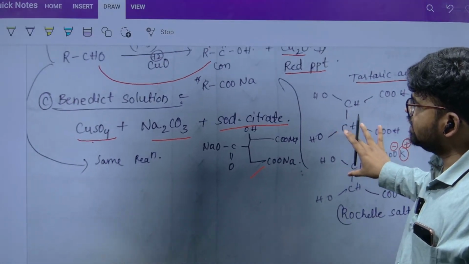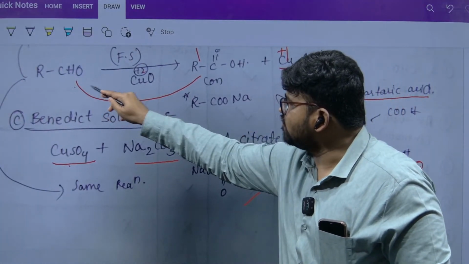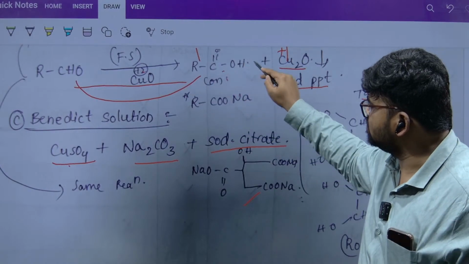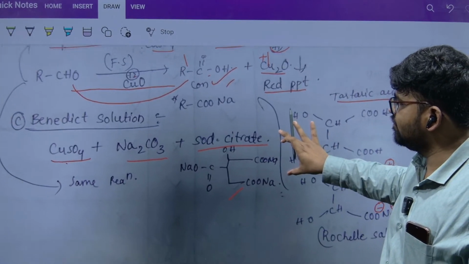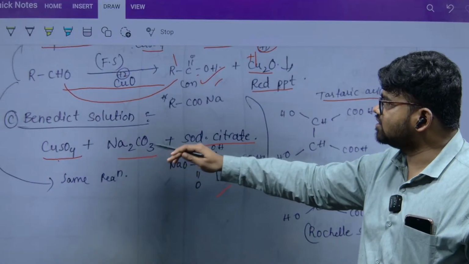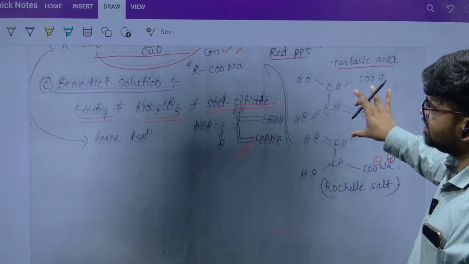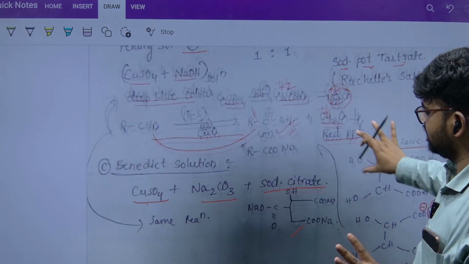If you use this one, then exactly the same reaction happens as above. Got the point? Red PPT will be formed. Copper sulfate will form red PPT. Same reaction. The reaction is not different. Okay.